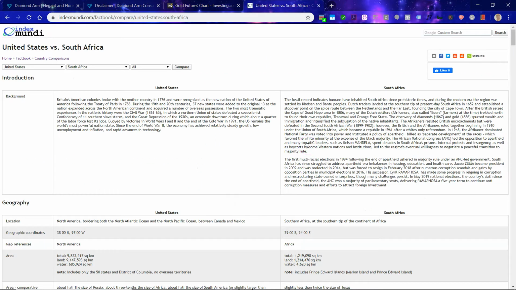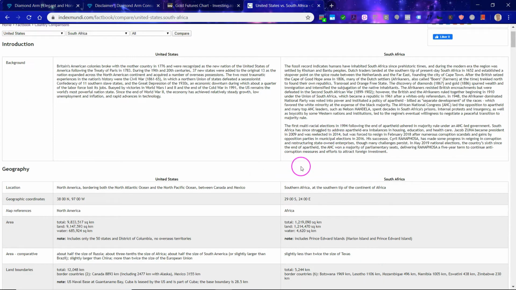Let's compare USA with South Africa. We know a lot about USA. Britain's American colonies broke with the mother country in 1776. South Africa, the fossil record indicates humans have inhabited South Africa since prehistoric times. And during the modern era, the region was settled by the Khoisan and Bantu peoples. Dutch traders landed at the southern tip of present-day South Africa in 1652. First multiracial elections in 1994 following the end of apartheid ushered in majority rule under an ANC-led government.